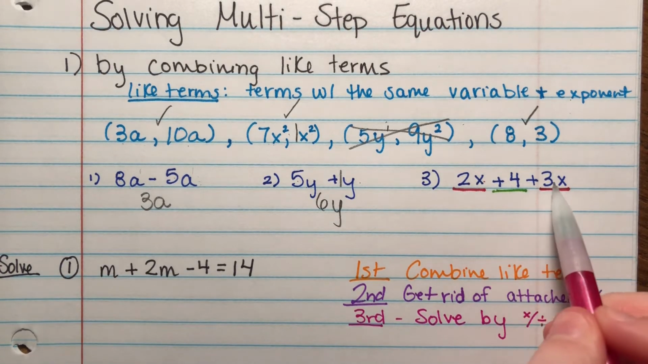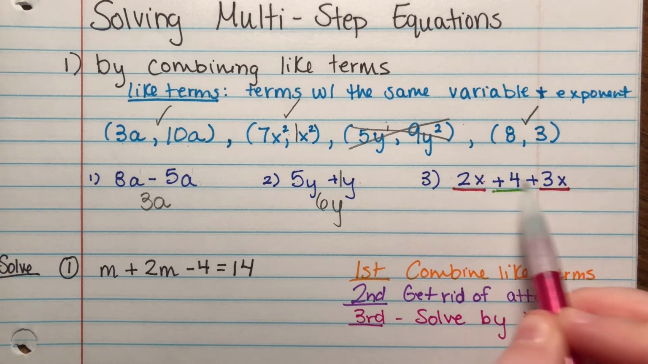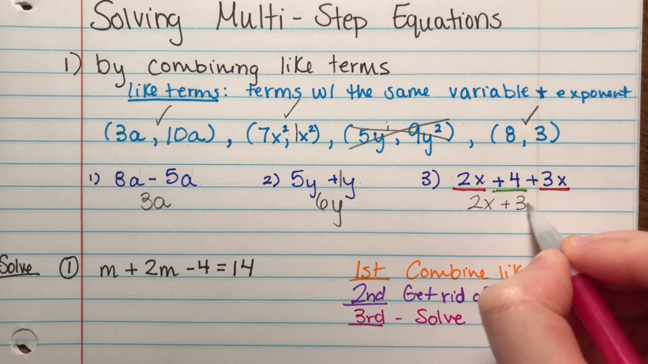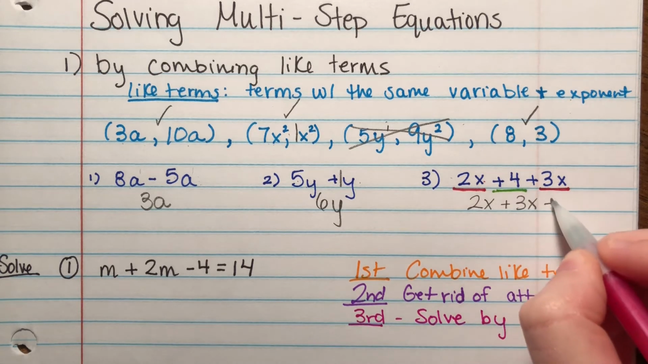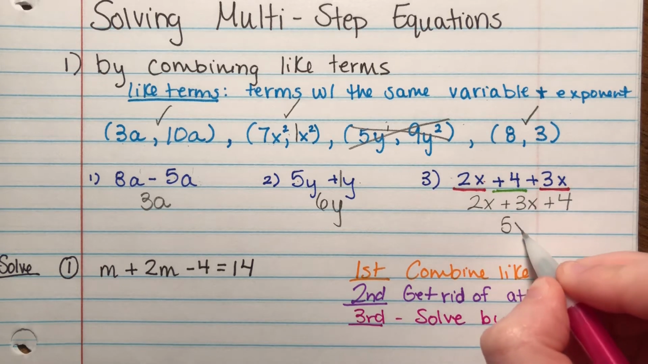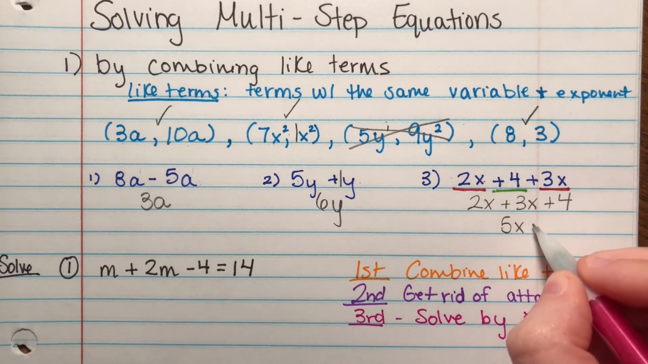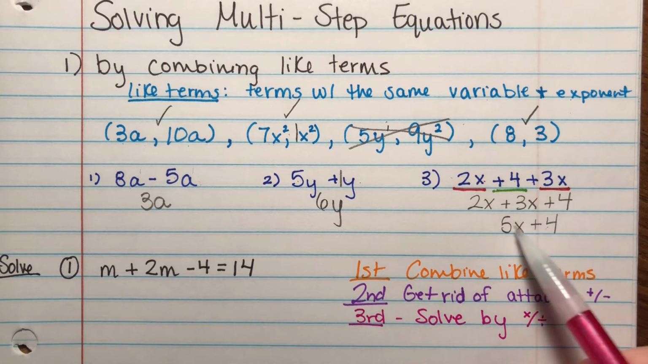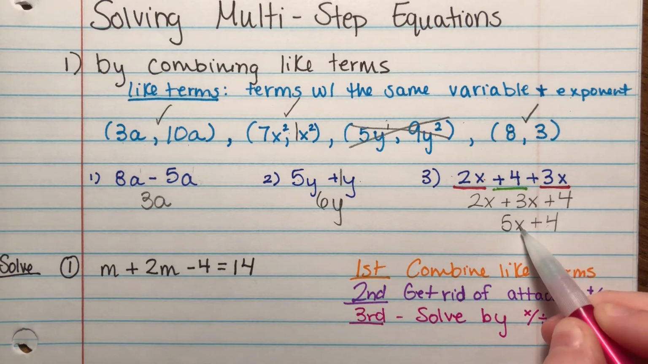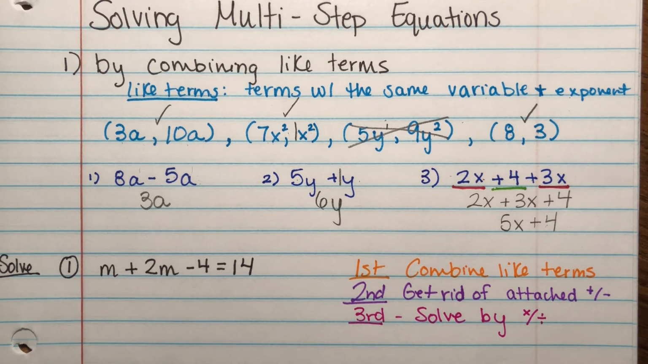So I can combine these two terms because they have the same variable. So 2x plus 3x, I'll just rewrite it like that, 2x plus 3x, and then what am I left with? Plus 4. So 2x plus 3x is going to give me 5x, and all I'm left with here is plus 4. Can I combine these two? No, I can't, because 4 does not have a variable of x with it. So when we combine like terms, we only combine the terms that have the same variable.